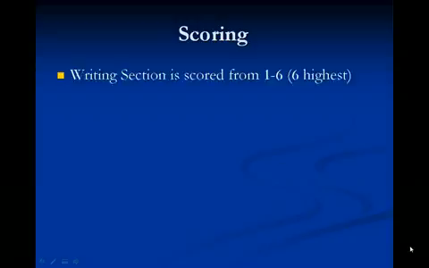The scoring. To begin with, the first section, the writing section, you get a score from 1 to 6, with 6 being the highest. So that's for the two essays that you have to write at the beginning of the exam. You're scored from 1 to 6, and that's separate from your other score on the exam.